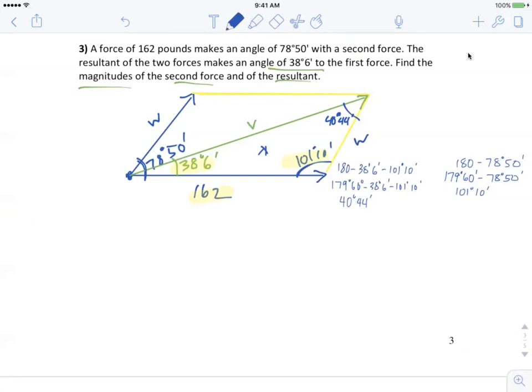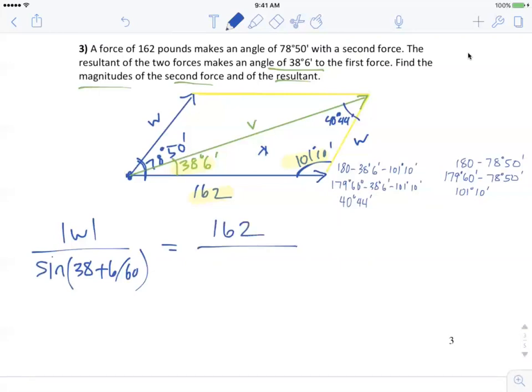So let's use law of sines to find V or W, it doesn't matter, right? So let's go with W. So the magnitude of W over the sine of the angle opposite that, which is 38 degrees 6 minutes, which in my calculator, I'm going to write like that, 38 plus 6 divided by 60, and then equals. We have the 162 is known, that magnitude, and the angle opposite that is 44.60. Okay. And then cross multiply, divide by the sine of 44, 60, whatever.